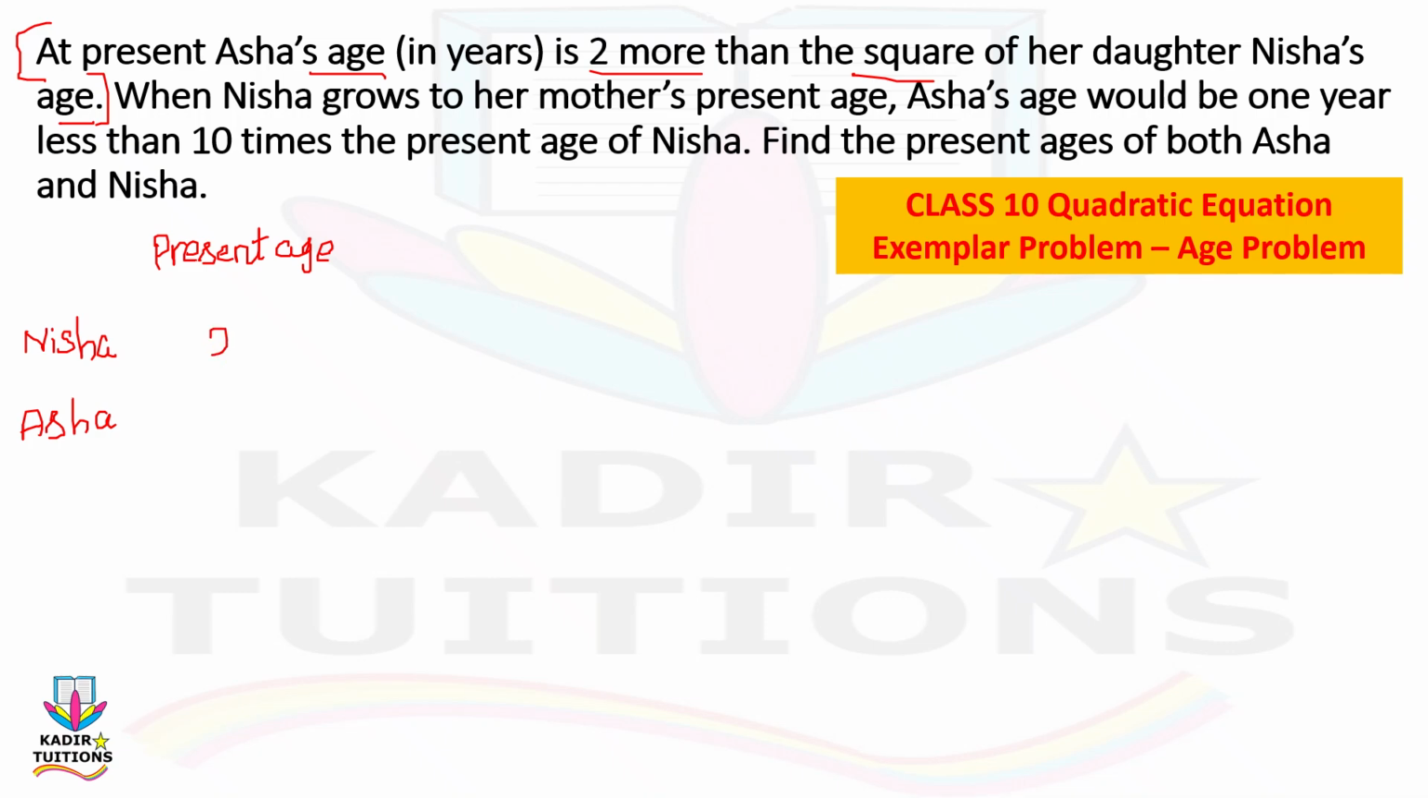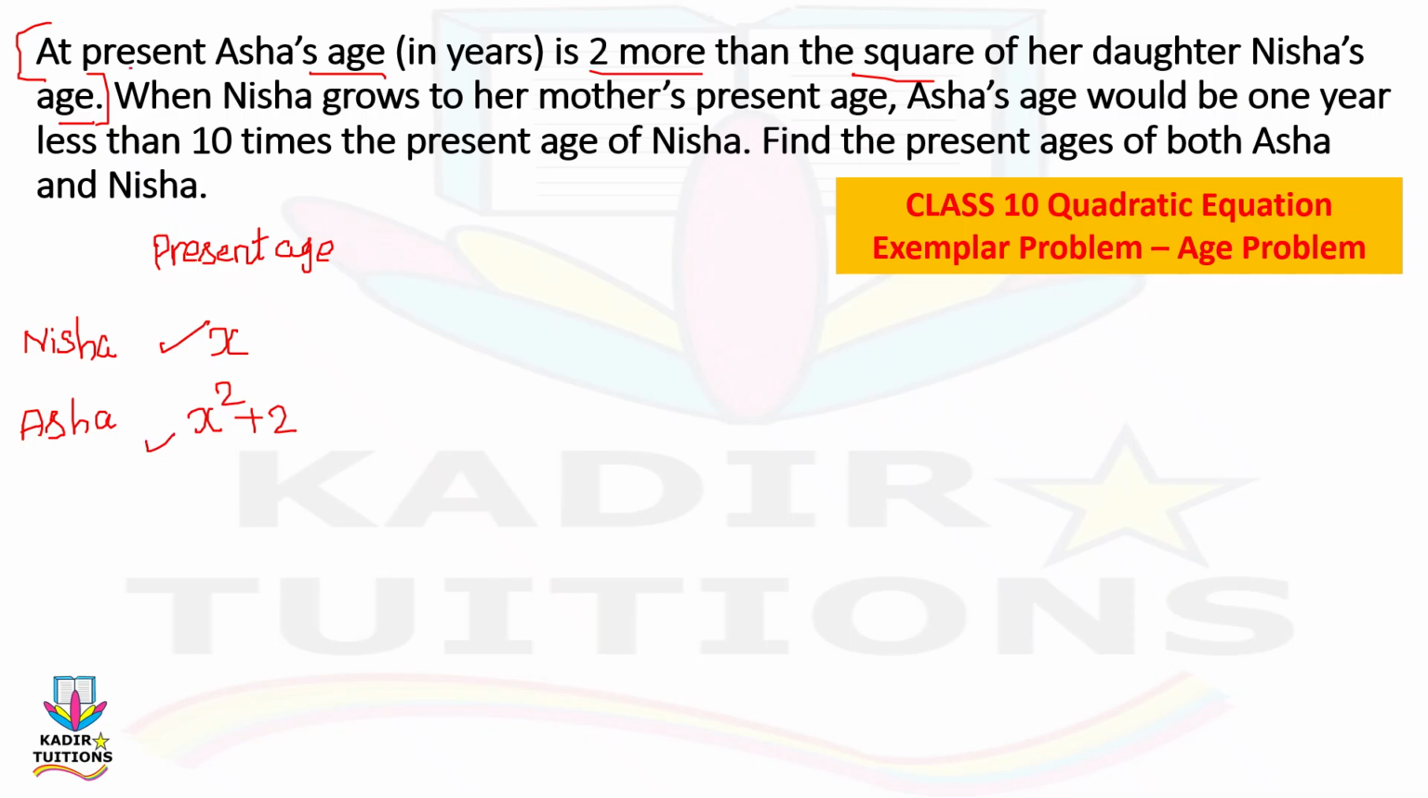So first we need to fix Nisha's age. It is x. And then what about Asha? 2 more than the square, so plus 2 I have written. Plus 2 is for the square of the daughter's age. So x is the present age of Nisha, and x square plus 2 is the present age of Asha.